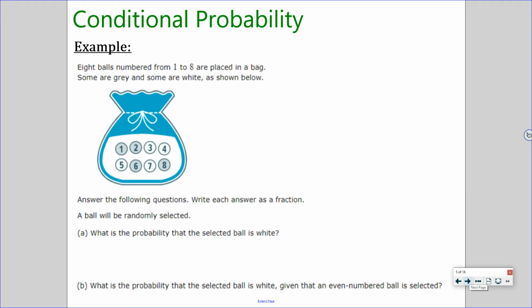Here's another example. 8 balls numbered from 1 to 10 are placed in a bag. Some are gray and some are white. Hopefully you can kind of see which ones are sketched gray. A ball will be randomly selected. Answer the following questions, write each as a fraction. What is the probability that the ball selected is white? All right, so straight up just classical probability. Number of white marbles, 4, out of total number of marbles, 8. Reduce that to 1/2. Okay, that's kind of like a review of what we talked about last lesson.